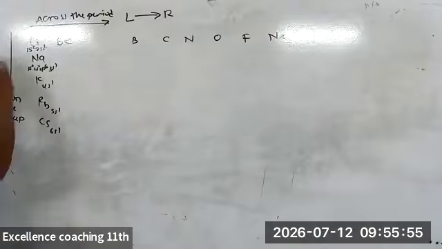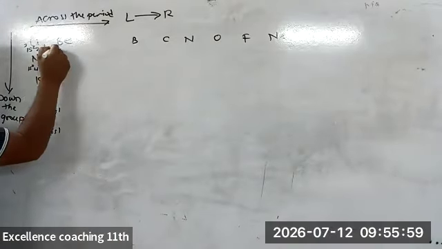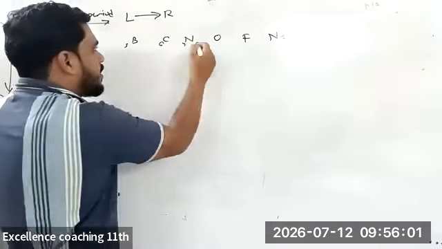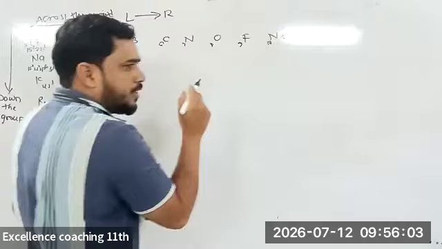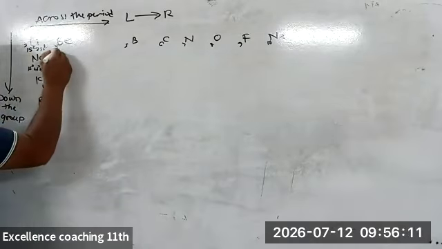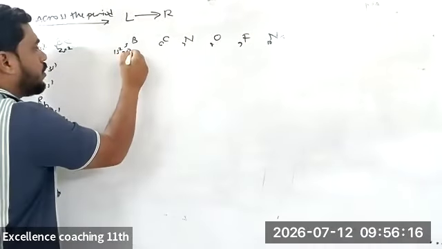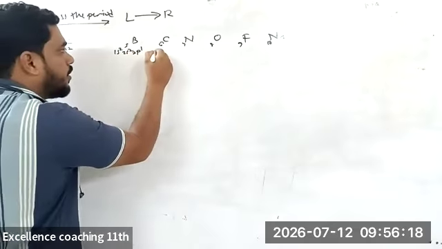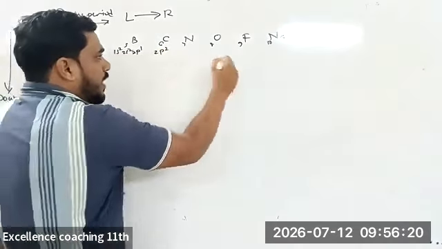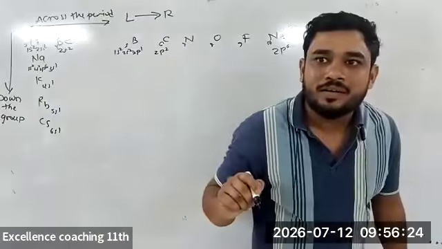Across the period. Atomic number is increasing: 3, 4, 5, 6, 7, 8, 9, and 10. Correct? But are the shells increasing? No. Here 1s2, 2s1. Here 2s2. Here it will be 1s2, 2s2, 2p1. This will be 2p2. So the last electron will be 2p6. So the electrons are in the same shell.